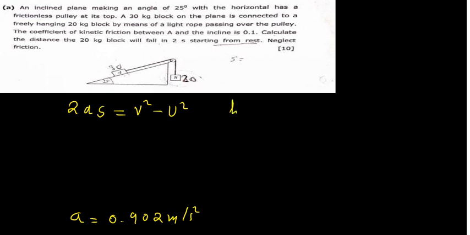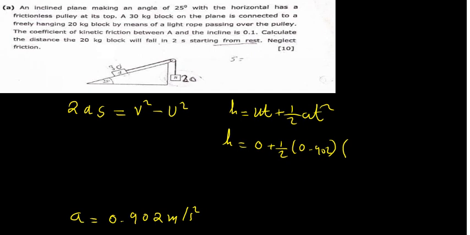h is equal to ut plus half at squared. So this will be h is equal to the initial speed. They've told us that it falls from rest, so this is going to be 0, and then plus half. The acceleration here is 0.902. It will not be acceleration due to gravity because it is not falling freely, and then multiplied by the time for 2 seconds, so that will be 2 squared.